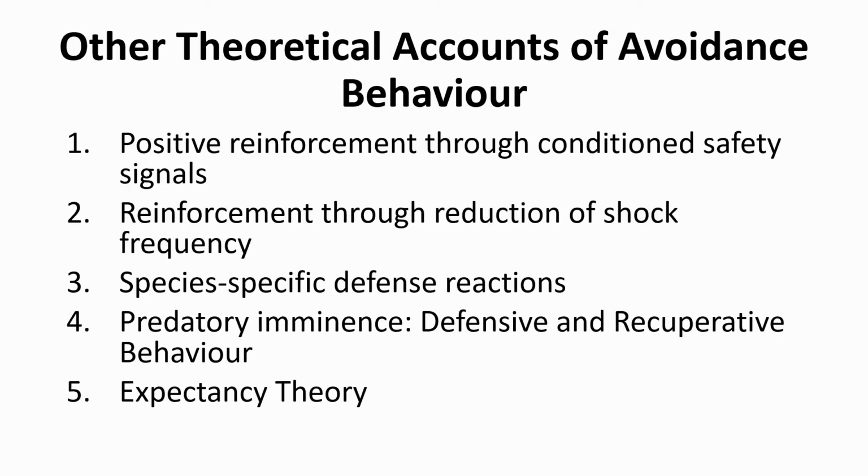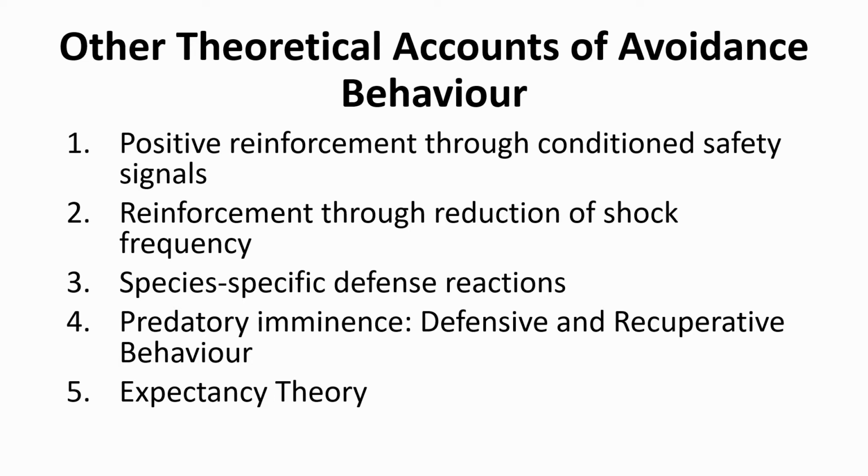Okay, so the textbook also goes over a couple of other theoretical accounts of avoidance behavior. These are a little bit less prominent in the field, but each of them has had different studies that give at least some evidence that they might be involved in avoidance behavior. So the first of these is positive reinforcement through conditioned safety signals. Now, this idea is based on the safety signal hypothesis, and it effectively states that as we make these conditioned responses, as we run to the other side of the shuttle experiment enclosure, then we learn that making that response gives us a period of safety.